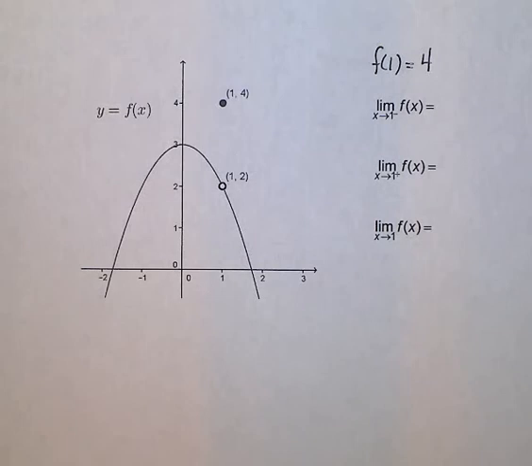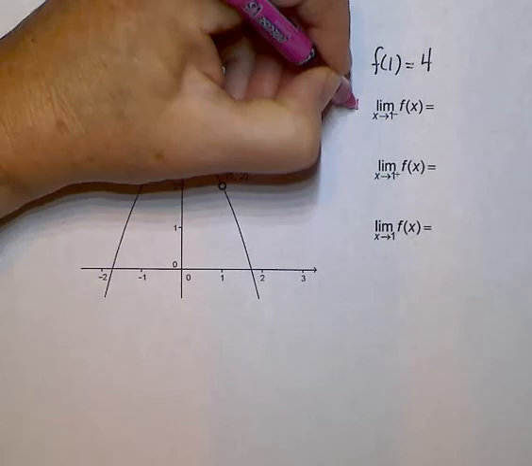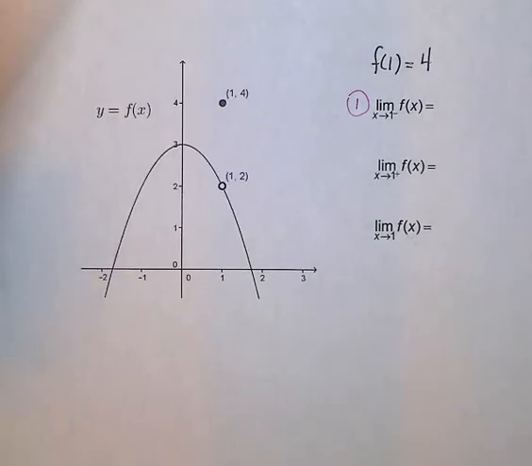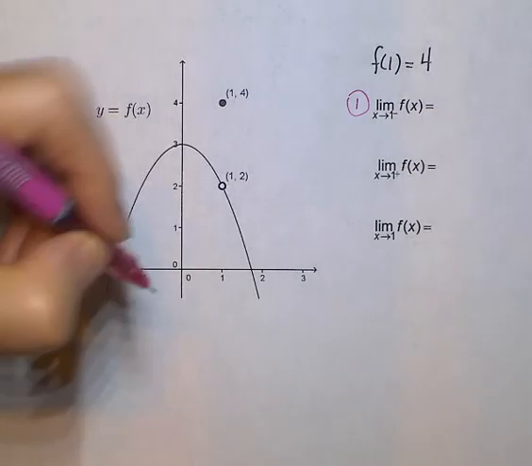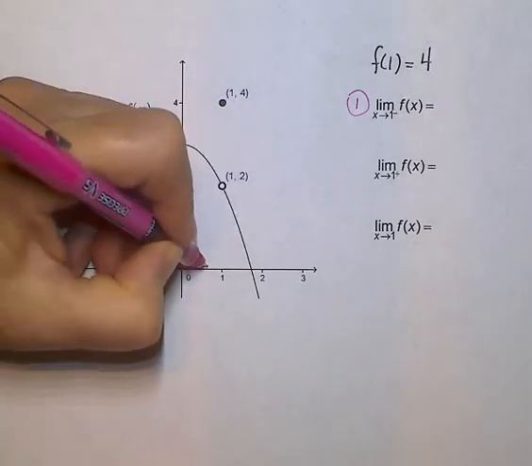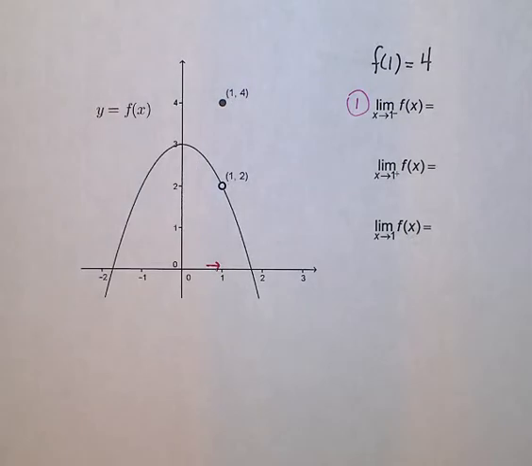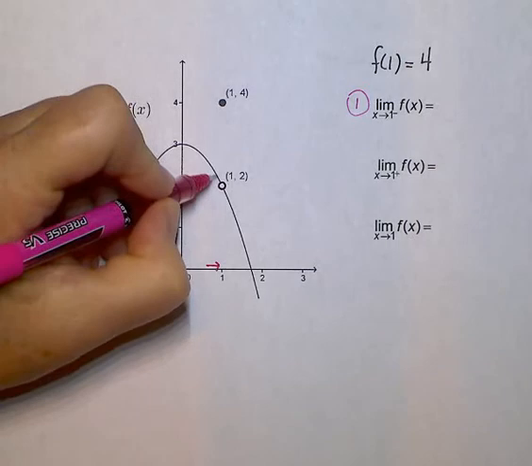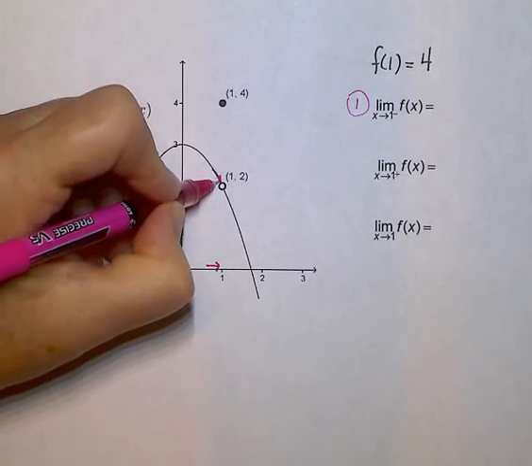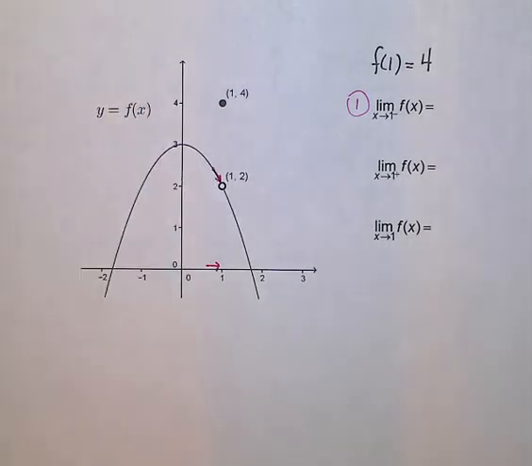However, let's look at the limit statements. Remember, they're not asking us what happens at 1. They're asking us what happens as we get close to 1. So the first question is asking us, as x gets close to 1, coming in from the left-hand side, I go up to my graph and look at that portion of the graph for those corresponding x values, and I see that the limit as x approaches 1 from the left of f of x is 2.